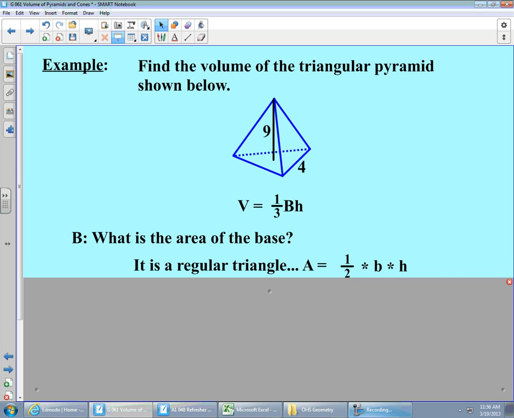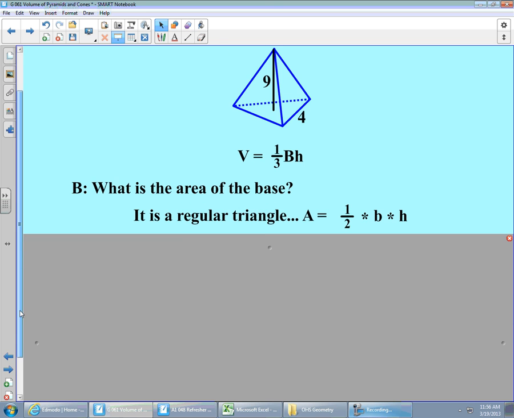1/2 times base times height. That's the straightforward formula. Some of you may have learned it as base times height divided by 2, and that's fine. Same stuff. Okay, 1/2 times base times height. Now, we're going to need to know the base and the height of the base. Okay. Well, this is going to cause us a little bit of a problem.